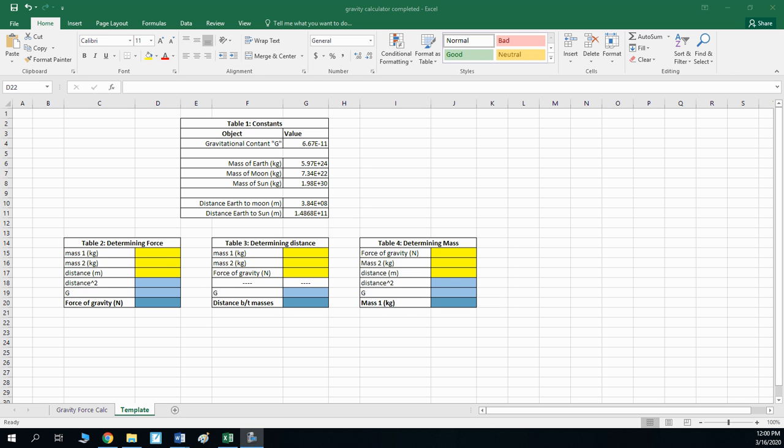Hi, class. All right, so yesterday I had you create a spreadsheet calculator that would address Newton's law of universal gravitation formula, where the force of gravity is equal to a constant, the constant G, times the mass of the first object times the mass of the second object divided by the distance squared. The point of that spreadsheet was to take those variables, the force, the distance, and the mass, and rearrange the equation to solve for any one of the variables.